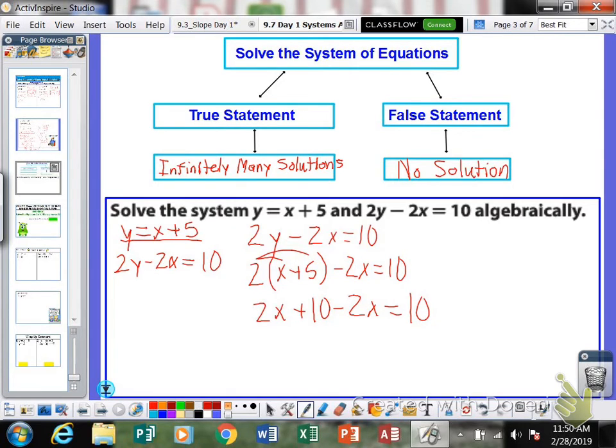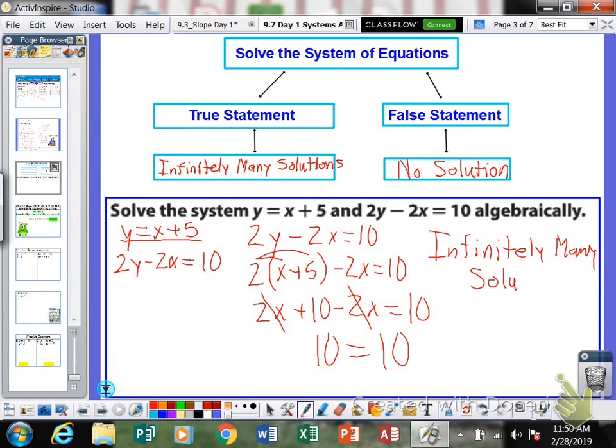Now I'm going to combine like terms. So I have 2x and negative 2x. 2x minus 2x is just 0, so these are going to cancel out. I'm left with 10 equals 10. And this is a true statement. 10 does in fact equal 10. So because it is a true statement, we would have infinitely many solutions. So we write infinitely many solutions.